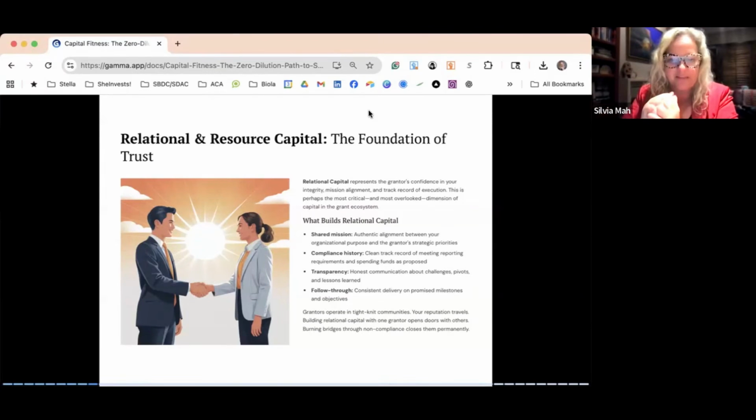And then also the other thing is transparency and follow through. Are you delivering on promised milestones? Are you doing honest communication? All of those pieces allow that grantor to say, I'm going to invest. All of that is super important.